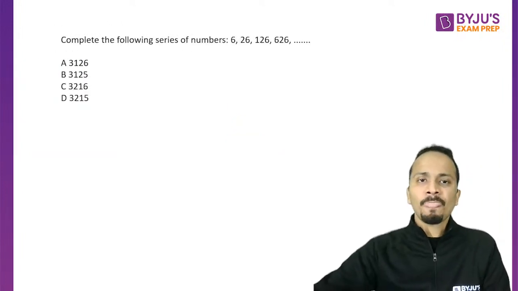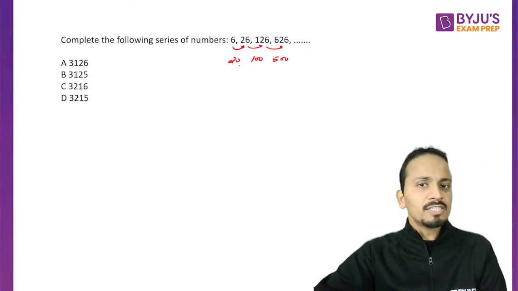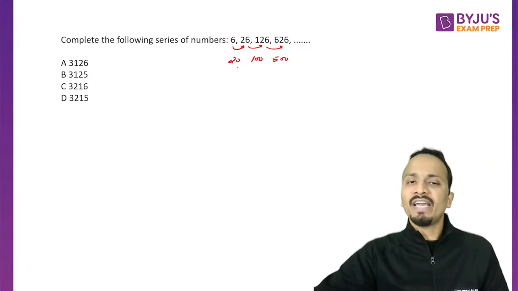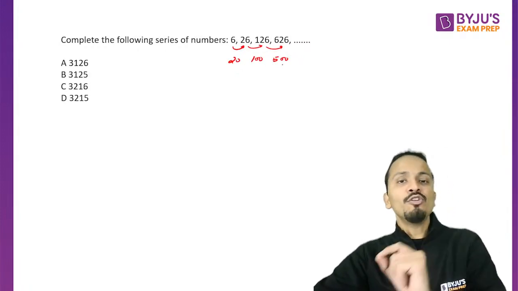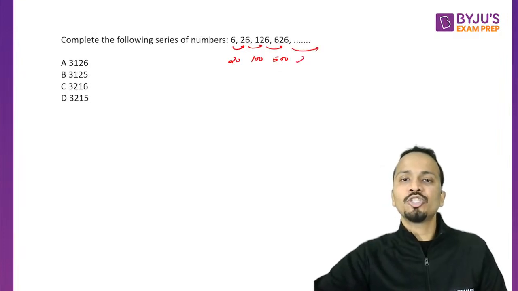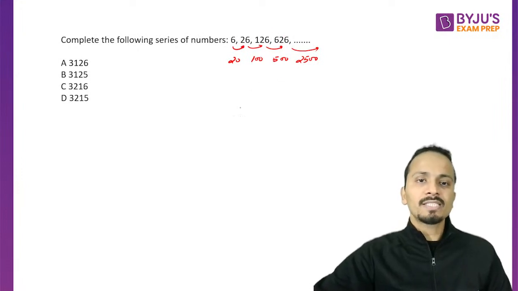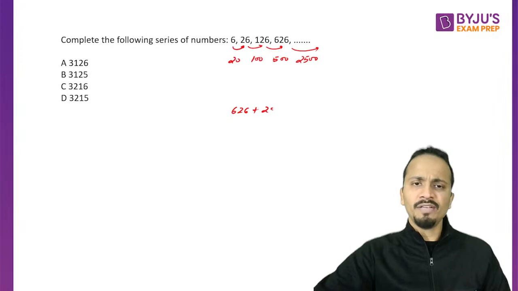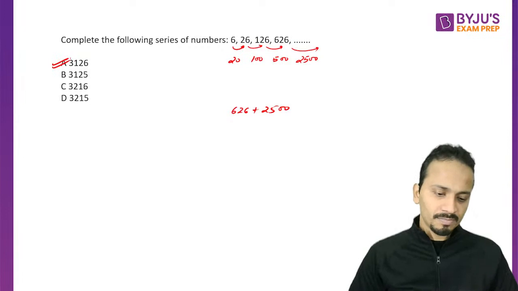Complete the following series. So questions of series. If I look at the difference, here the difference is 20, here the difference is 100, and here the difference is 500. So the difference is getting multiplied by 5 every time. So 20 into 5 is 100, 100 into 5 is 500. So the next difference should be 2500. So the correct answer should be 626 plus 2500. That means 3126, which is option A.